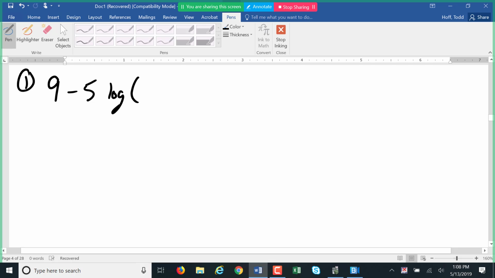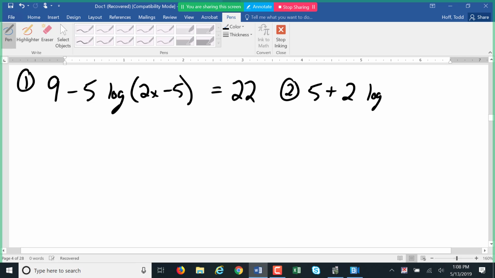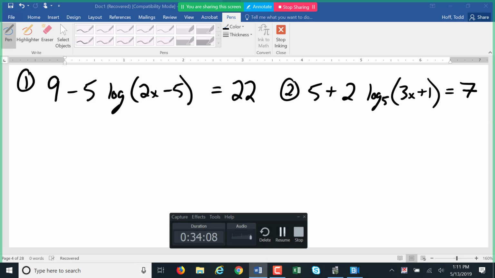So 9 minus log of 2x minus 5 equals 22. And our second one, 5 plus 2 times the log base 5 of 3x plus 1 equals, let's do 7. I'll give you a couple minutes to work on them.